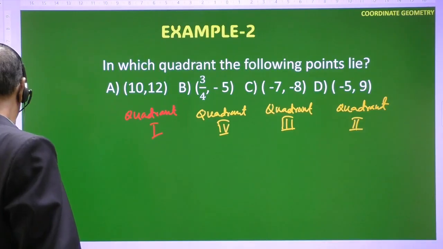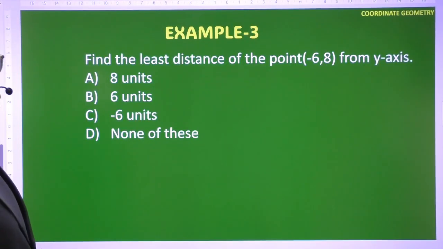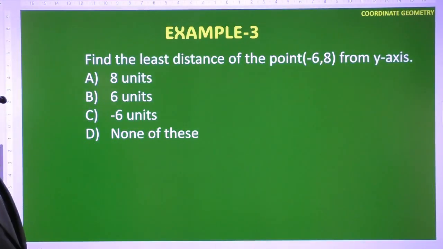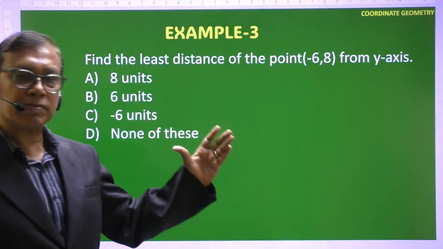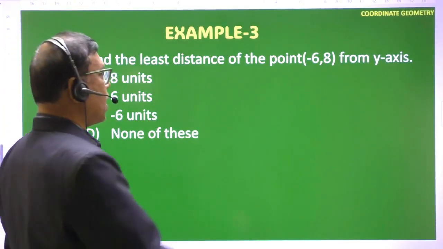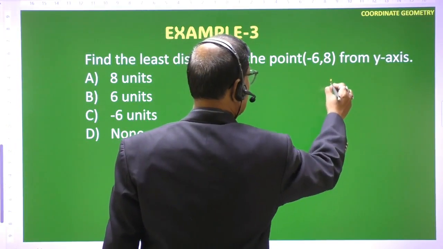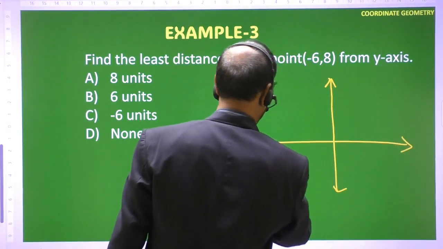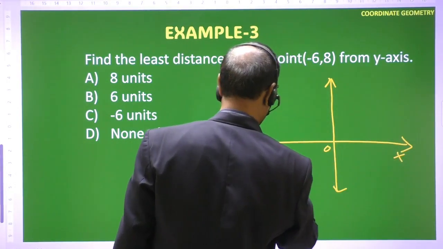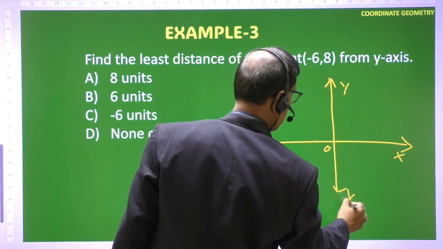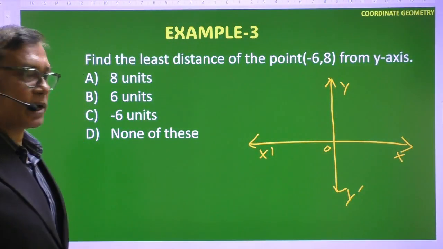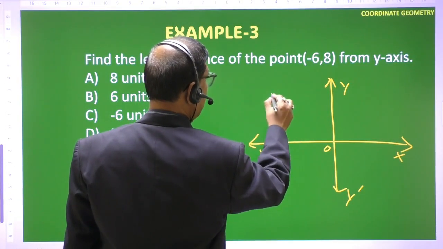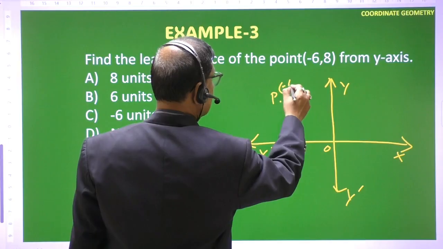Now example number 3. Find the least distance of the point minus 6 comma 8 from y-axis. Here least distance means perpendicular distance from y-axis. Suppose this is y-axis and this is x-axis. The point is minus 6 comma 8. So minus 6 comma 8 means second quadrant point. Say this point, minus 6 comma 8.